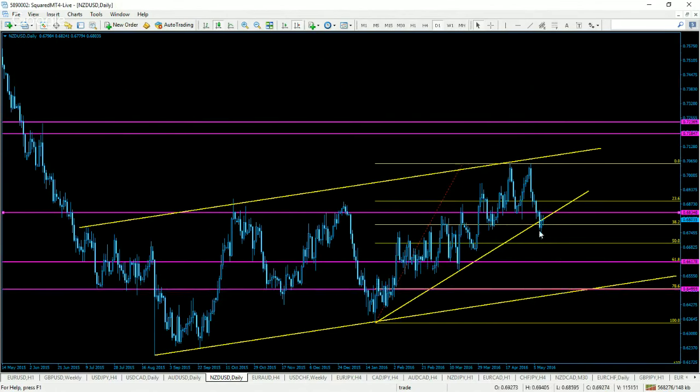So obviously it's a little way off, but if we do get down there, you can see we had all of these previous key structure levels. That's likely to be a level where we see a bounce. So that's going to be the key pivot point for the Kiwi dollar.